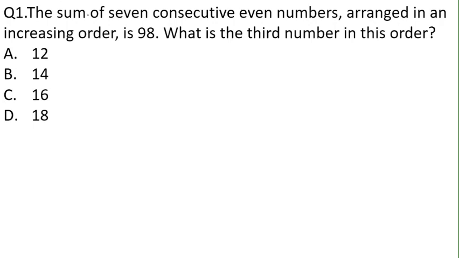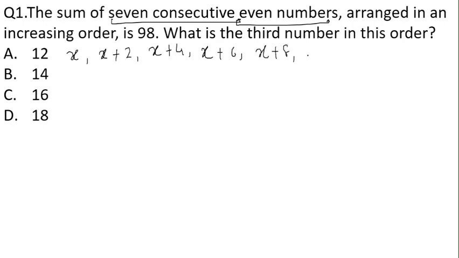First thing, we know what even numbers are. Even numbers are those which are divisible by 2, and consecutive even numbers means the numbers which come one after another. Okay, so for example, these are the 7 consecutive even numbers, where the first number is x, the second will be x plus 2, the third will be x plus 4, next x plus 6, then x plus 8, then x plus 10, and then x plus 12. So these are the 7 consecutive even numbers we are considering here.